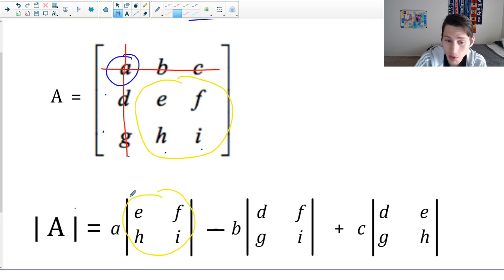Right? And these bars, again, mean determinant. Okay, now this is a 2x2. We know how to find the determinant of a 2x2. Okay, so we could do that. All right, and then we move over.